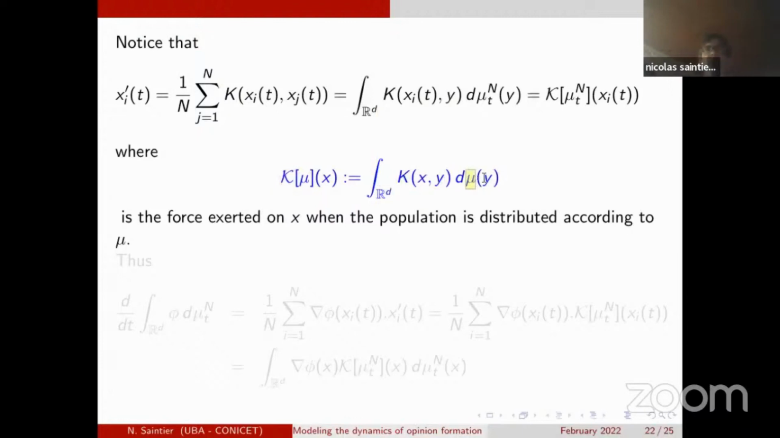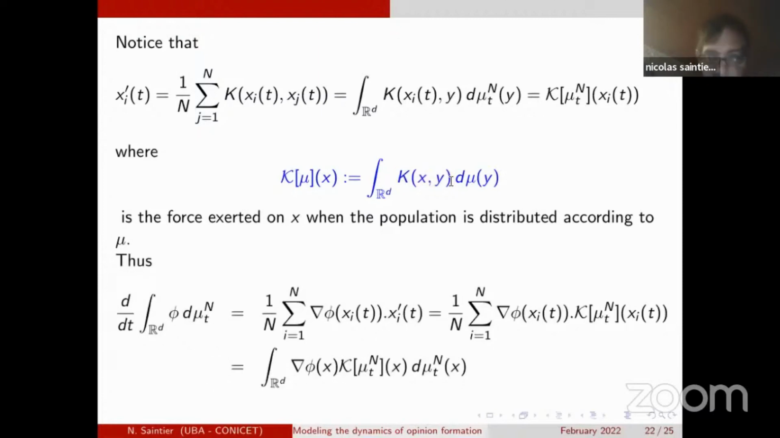This is our vector field. If my population is distributed according to this probability measure mu, then someone at x will globally feel the mean value of the forces exerted by any individual in the population. So I pick an individual in the population at y, and it influences me that way. Then I take the mean over the whole population, and I get the mean force I receive from the population. This is my vector field, right?